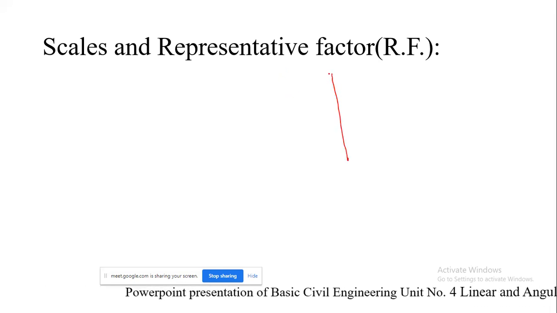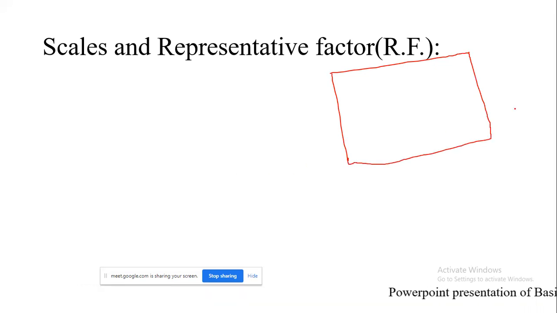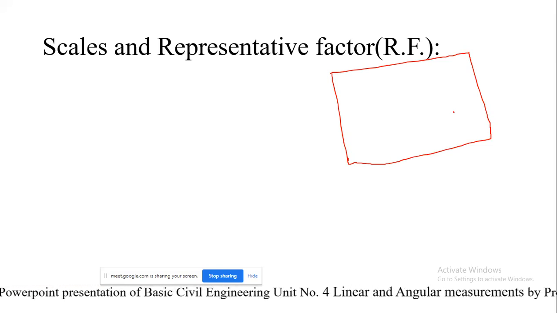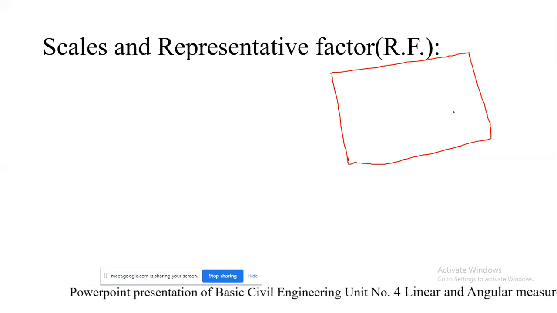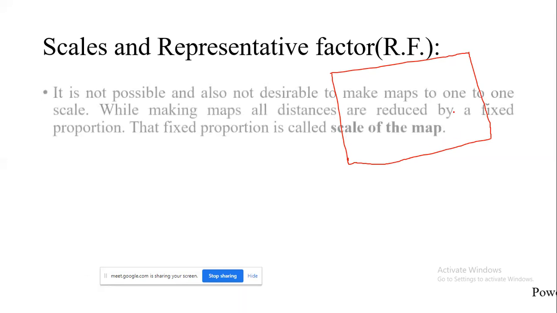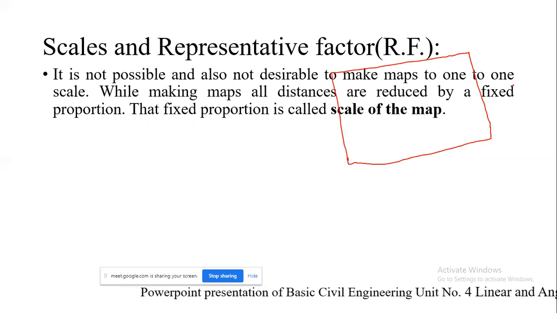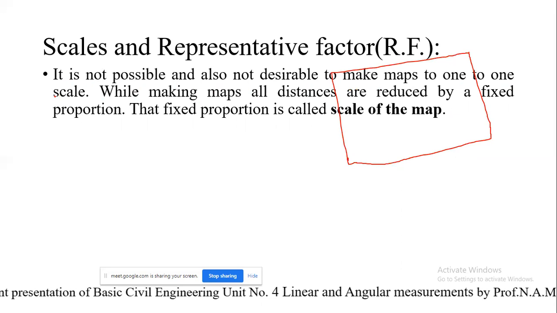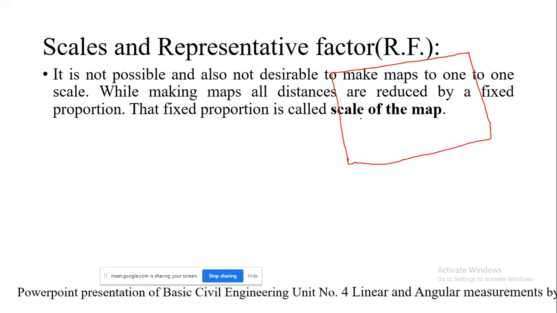Suppose this is the drawing sheet. The 1 kilometer length I cannot plot as it is on the ground surface. For that purpose, I need to assume a certain value in order to represent it over the drawing sheet. That is nothing but the scale. As I told you, it is not possible and also not desirable to make maps to one scale. Whatever is present on the ground, we cannot prepare as it is. While making maps, all the distances are reduced by a fixed proportion. That fixed proportion is called the scale of the map.